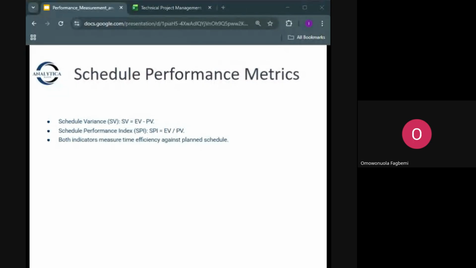So we also use schedule performance index. Okay, I've explained that: EV divided by PV. So if EV is 15 million and PV is 20 million, SPI will be what? If you have a calculator, you can check. It will be 0.75. So anything below 1 means we are behind. Above means we are ahead. Okay, take note of that. Anything below 1 means we are behind. Anything above 1 means we are ahead.